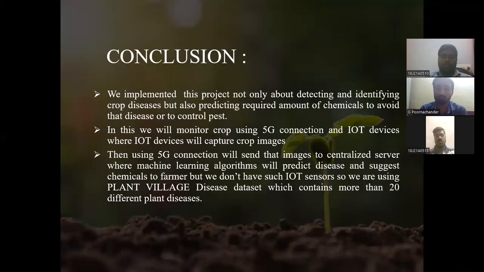Conclusion: we implemented this project not only for detecting and identifying crop diseases, but also predicting the required amount of chemicals to avoid the diseases or to control pests. In this, we will monitor crops using a 5G connection and IoT devices, where IoT devices will capture crop images, and then using a 5G connection will send the images to centralized servers, where the machine learning algorithm will predict disease and suggest chemicals to the farmer. But we don't have such IoT sensors, so we are using the PlantVillage disease dataset, which contains more than 20 different plant diseases.